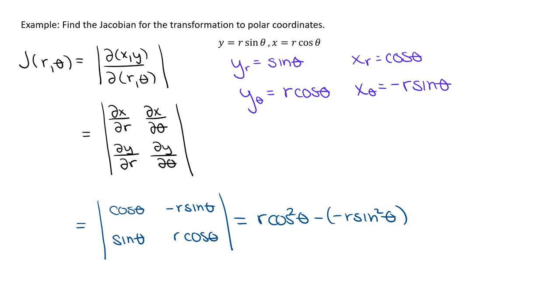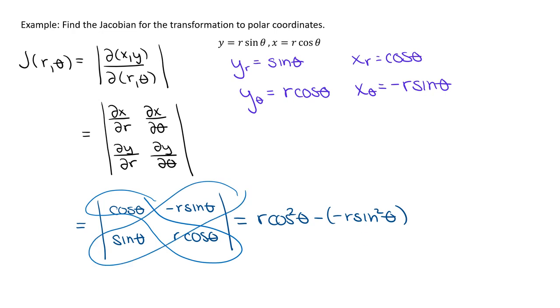So I'm going to put those into that matrix and then multiply. Let's see, we're going to get r cosine squared theta minus negative r sine squared theta.